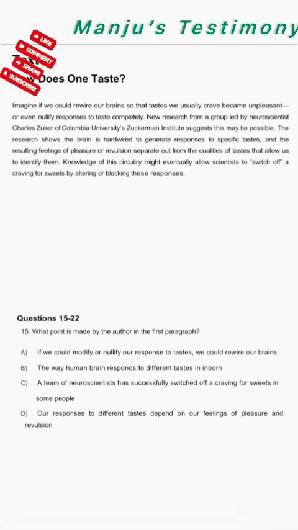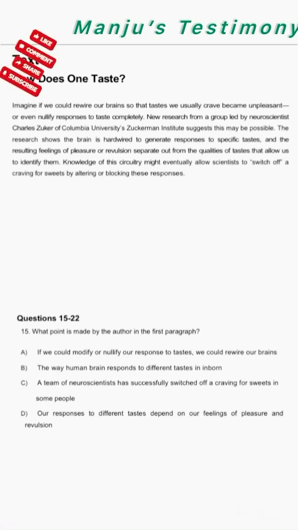Here the words "feeling of pleasure and revulsion" exactly match the same words in the text, so we may have a tendency to choose it as the right answer, but if you choose like that, you may be wrong. So from these options we can eliminate option A, option C and option D. Then we can confirm option B as the right answer. The way the human brain responds to different tastes is inborn. It perfectly matches the sentence that research shows the brain is hardwired to generate responses to specific tastes.